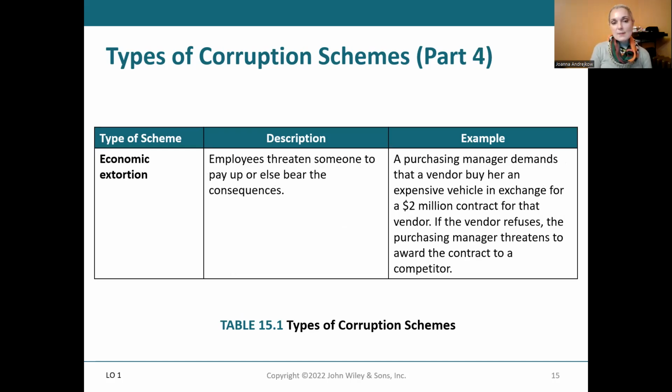And then economic extortion is when an employee threatens someone to pay up or else bear the consequences. So I said this is instigated within the organization, and the textbook example tells us that the purchasing manager demands that the vendor buys her an expensive vehicle in exchange for this $2 million contract.